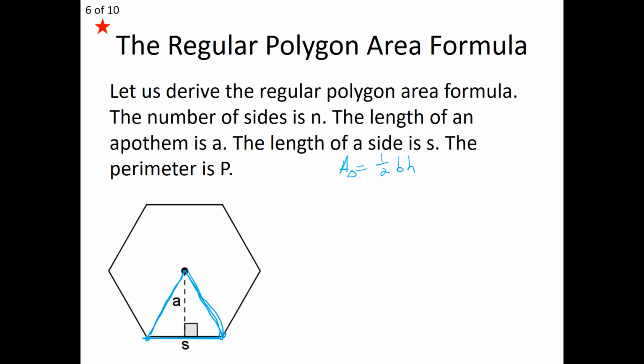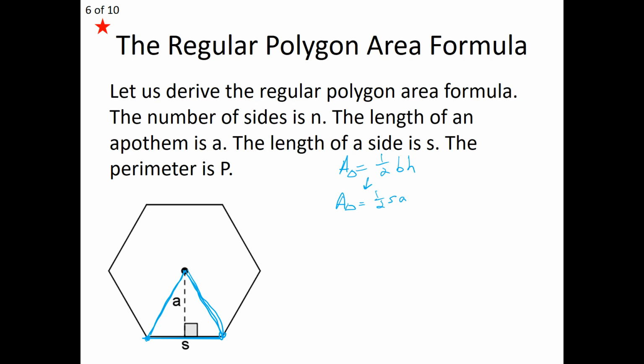And the base of our triangle is the side length of our regular polygon, which means we can essentially transform the area of this triangle into terms that use these measures associated with the regular polygon. So it's 1/2, the base is s, and the apothem, or the height, is the apothem length. So we can actually calculate the area of that one triangle, knowing the apothem length and knowing the side measure of our regular polygon.